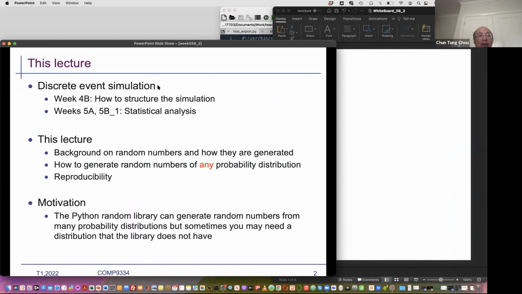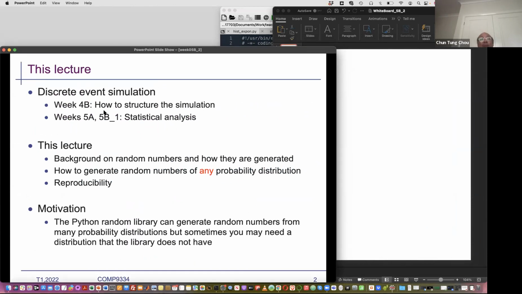Okay. So what we have done is, in week 4B, last Thursday, you learned how to structure a simulation. And then on Tuesday and before the break, you learned how to do statistical analysis. So what we're going to do for the rest of this lecture is, I want to give you some background on random numbers, because you are going to use them, and how they are generated.